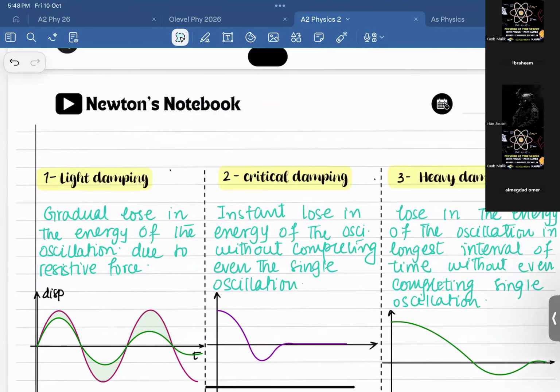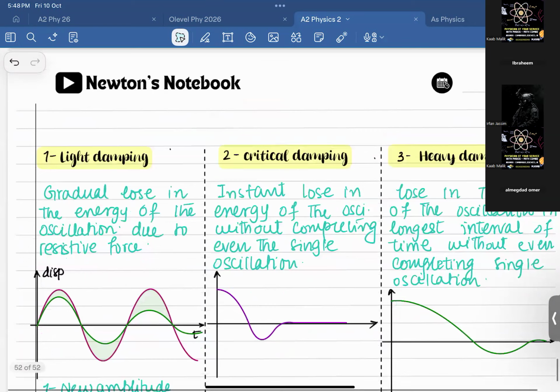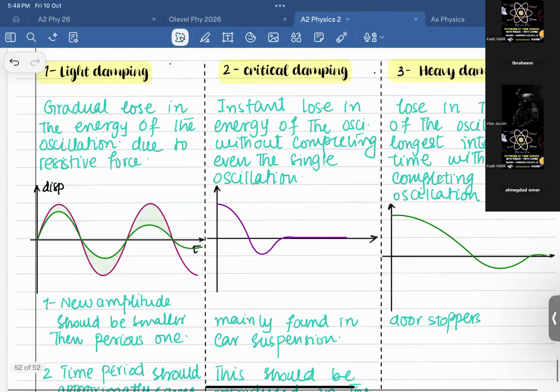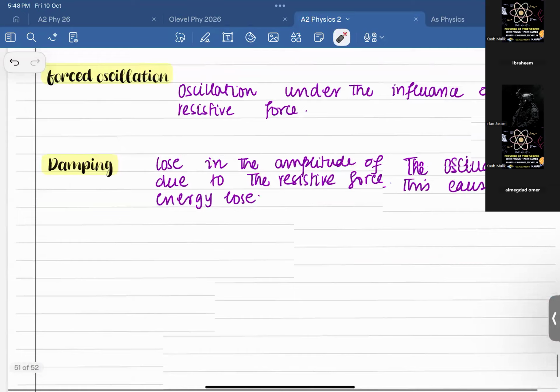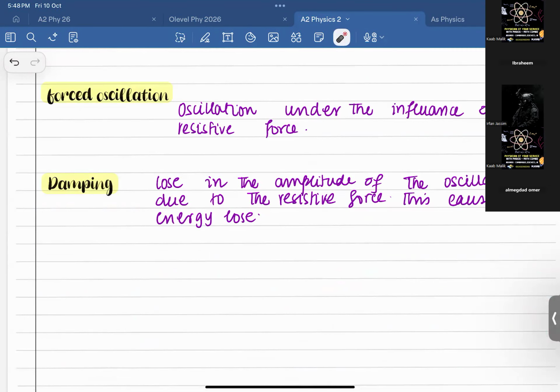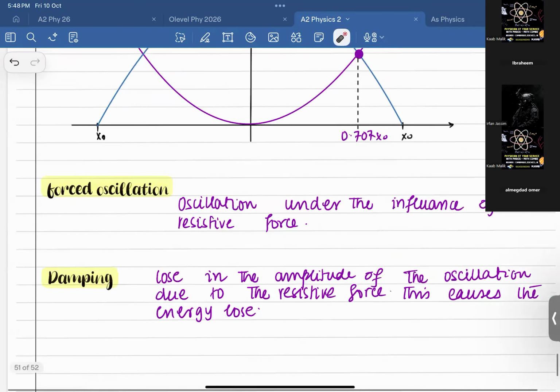So the first one is, these are the types of damping we have. The first one is light damping, then critical damping and heavy damping. By the way, please keep in mind that damping basically reduces the efficiency of the system, right? It is a loss in energy. It causes a loss in energy, right?